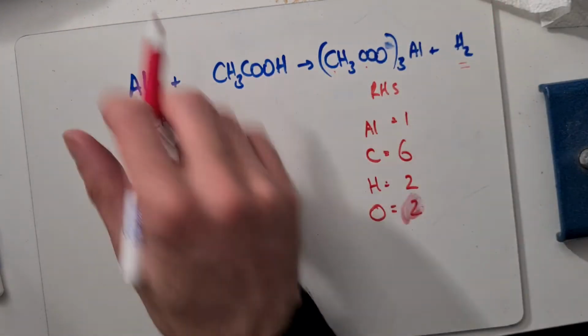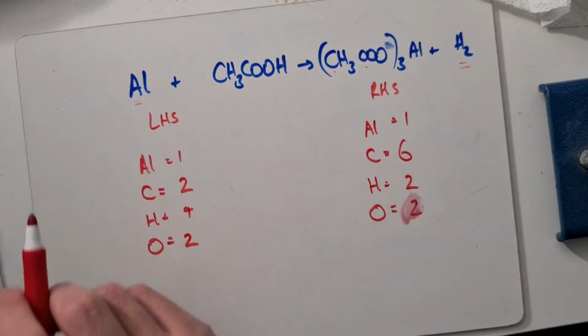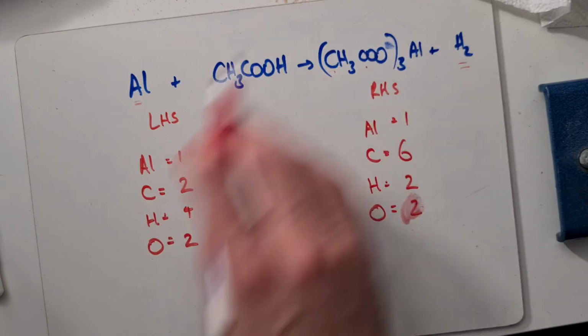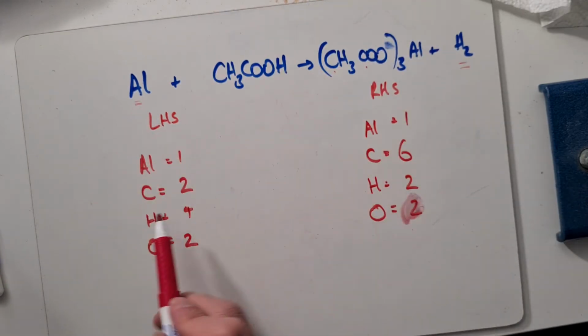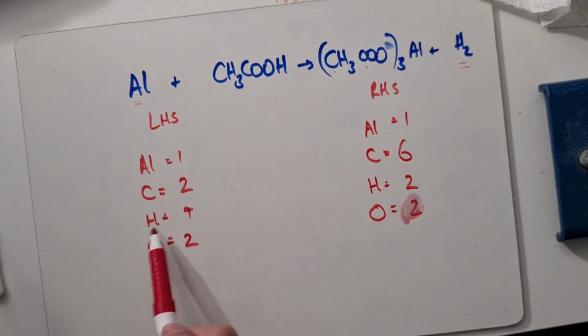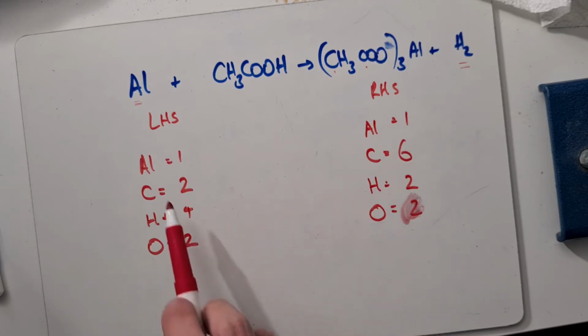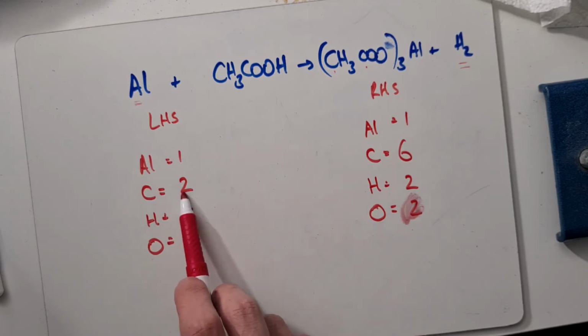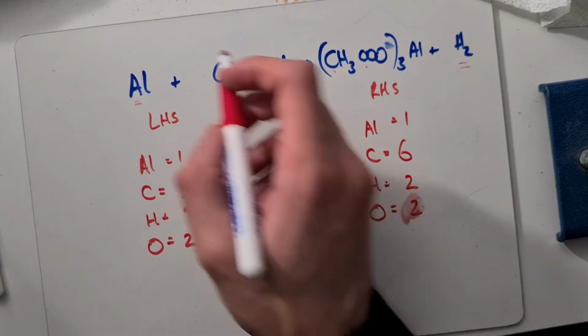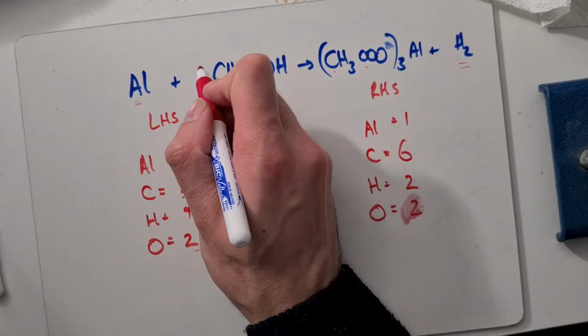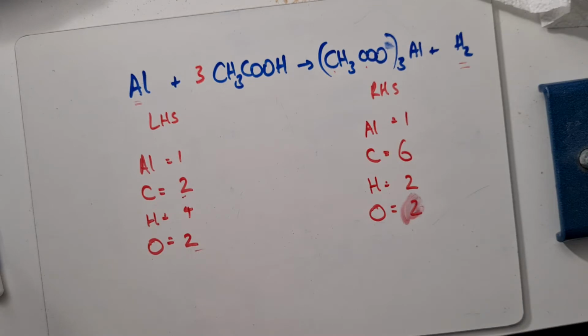Same reason I leave aluminiums till as long as I can. Because I can just come to these later on, I can put a number in and they'll balance without changing anything else. So if I'm not doing hydrogens and aluminiums, I'm going to do carbons and oxygens. At the moment, the carbons don't balance, but the oxygens do.